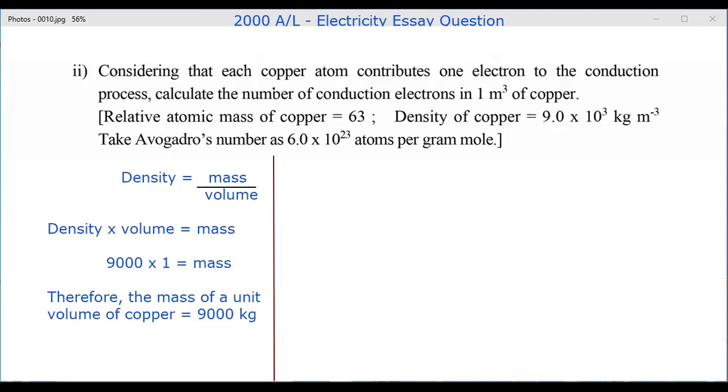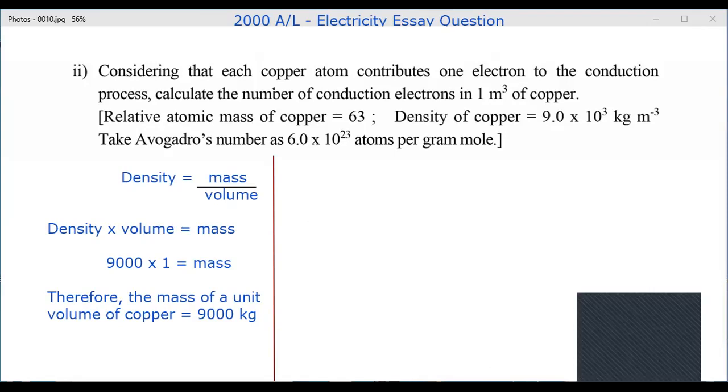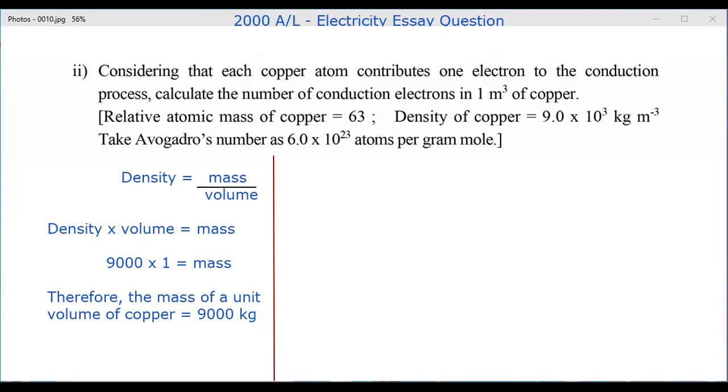So after that, what should we do here? We have found the mass of a unit volume of copper. So what should we do next? What is the mass of 1 mole of copper? Can somebody unmute the mic and tell me?